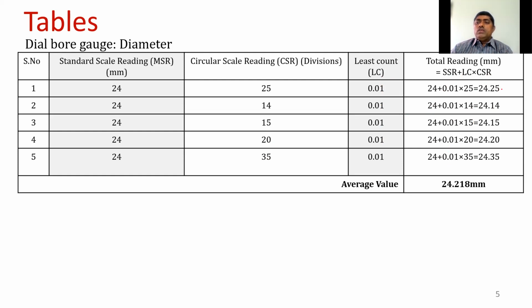The total reading is the standard scale reading 24 plus the least count 0.01 times the circular scale reading. So the total values are 24.25, 24.14, 24.15, 24.20, and 24.35. Then we take the average, and the average value is 24.218. In this way, we can measure the diameters of bores using the dial bore indicator.